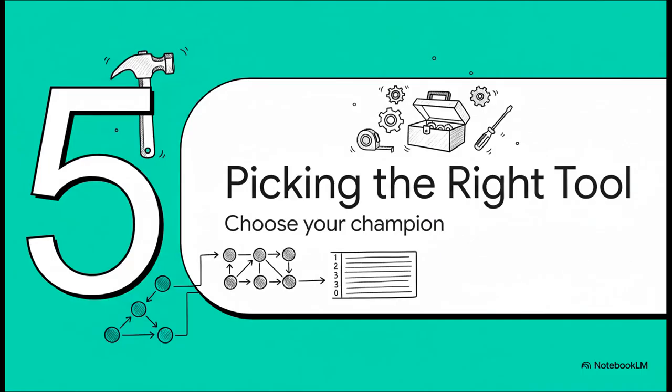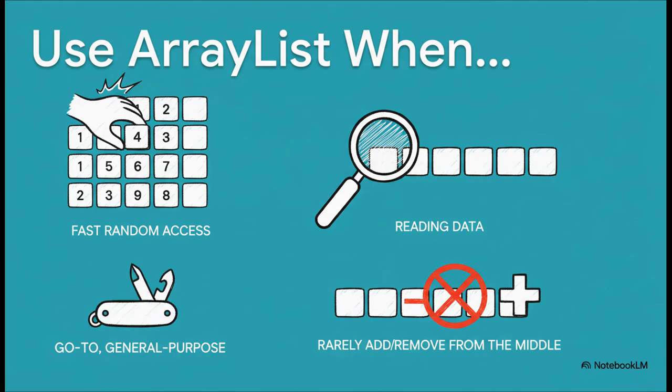Which brings us to the million-dollar question: which one should you actually use in your code? And the answer isn't that one is better than the other. It's never about that. It's about picking the right tool for the specific job you have in front of you. Here's the deal. You should probably reach for an ArrayList most of the time. Seriously, if your main job is just reading data, you're looping through it a lot, you're grabbing elements by their specific index, ArrayList is your champion, hands down. And if you're not doing a lot of adding or removing from the middle, it's absolutely the way to go. Honestly, you should think of ArrayList as your default, go-to list.